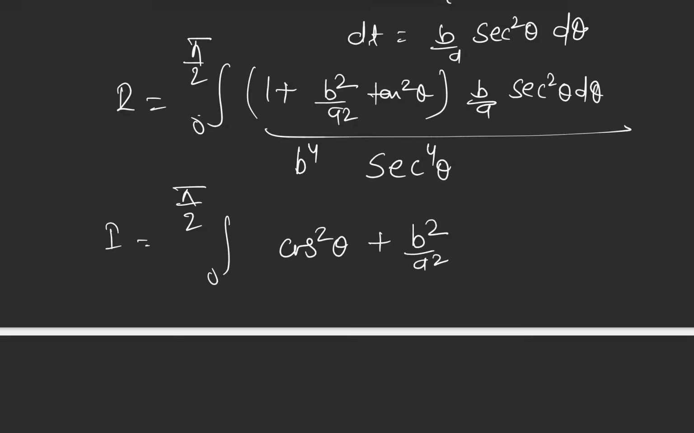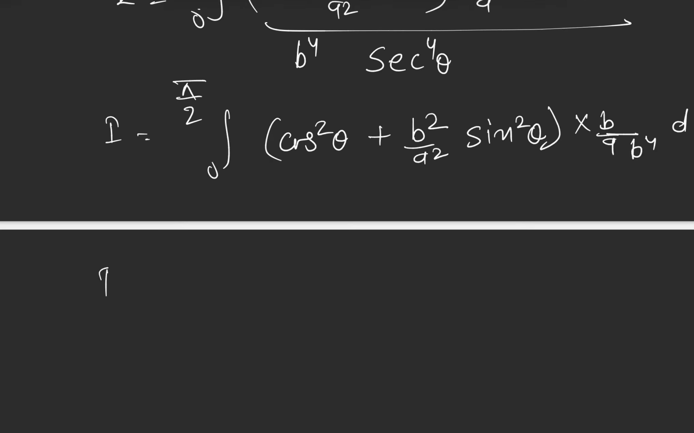So sin square theta will be remaining here, and b by a will be remaining here, and this b power 4 is also there. Okay, so this also will come here, b power 4, and d theta will be there. Okay, so what is this actually? 1 by ab cube. So outside 0 to pi by 2, 1 by ab cube outside.